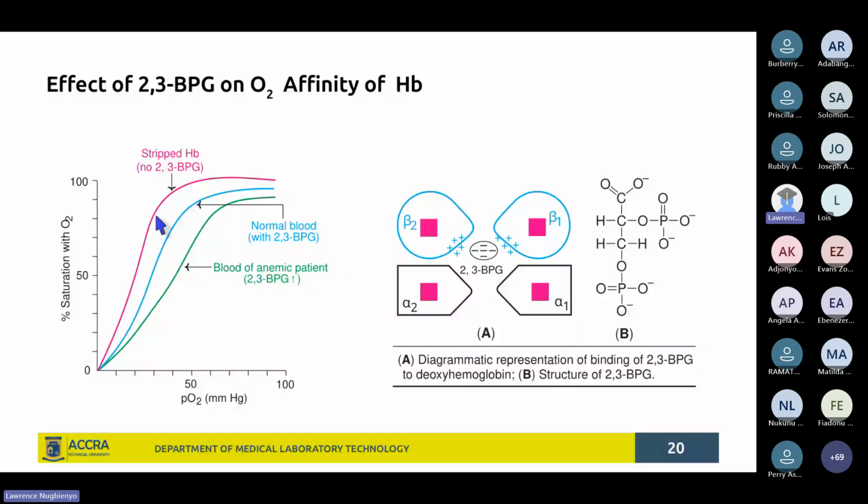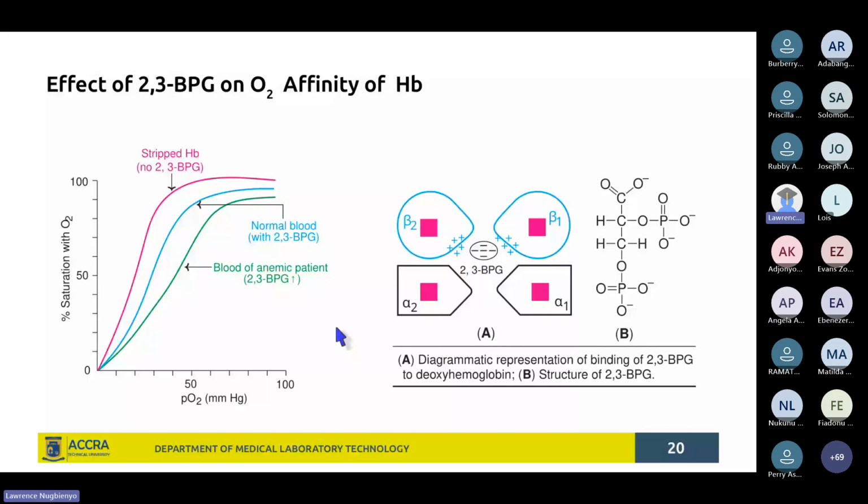The opposite happens in anemic conditions, where you have higher amounts of 2,3-biphosphoglycerate. You need a higher amount of oxygen for hemoglobin to be saturated. In other words, the hemoglobin molecule has lesser affinity for oxygen, which means it will be releasing the oxygen molecules faster to the tissues. So that's what you see there.